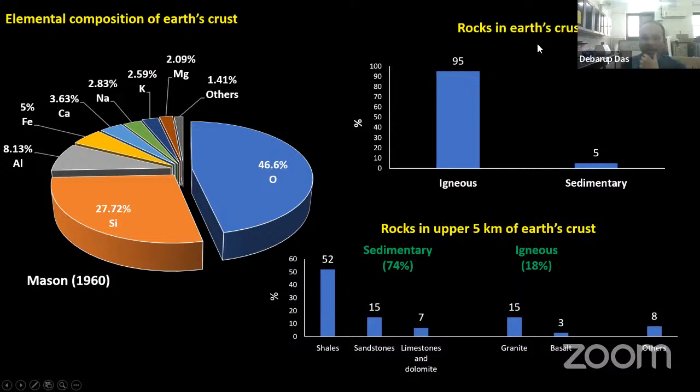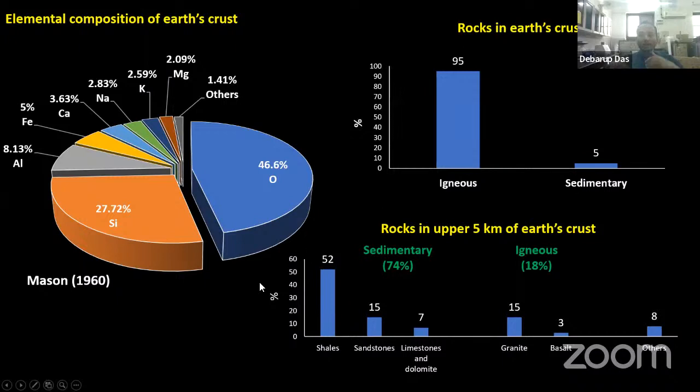Now, rocks in the earth's crust: if you take the whole earth's crust, then 95% is igneous and 5% is sedimentary. This igneous also takes into account the metamorphic rocks that have formed from igneous rock, and this 5% sedimentary also takes account of the metamorphic rocks that have formed from sedimentary rocks. So igneous rocks and the metamorphic rocks formed from them consist of around 95% of the earth's crust, whereas sedimentary rocks and the metamorphic rocks formed from them consist of 5%.